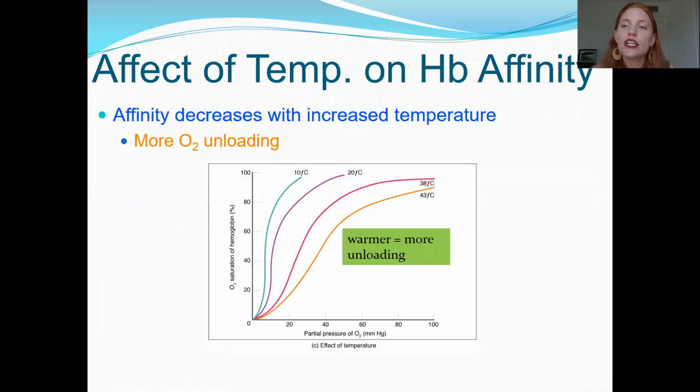The second one we're going to look at is temperature. Okay, so for temperature here, if we look at it, here's about normal, about 38 degrees. There's our sort of normal temperature. As you make it warmer, you're going to have more unloading. Okay, so a lower affinity, which means more oxygen will come off of the hemoglobin. And then as you make it colder and colder, it'll hold on to it tighter and you'll have less unloading. Okay, so less oxygen will be unloading at those points.